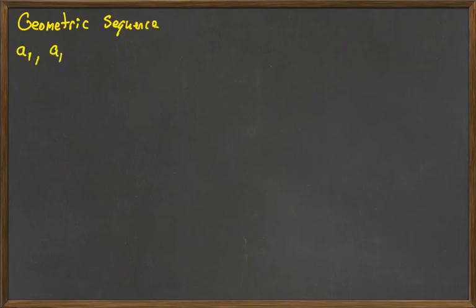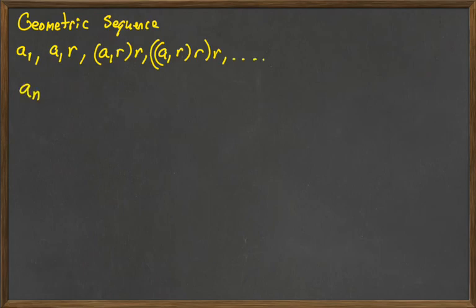So a sub 1, and then we're going to take a sub 1 and multiply by r. And then the next term, we take a sub 1 times r, and multiply by r again. Then we take the previous term and multiply by r again, and we just repeat this pattern. So to get the nth term, you need to take the previous term, a sub n minus 1, and multiply it by r.